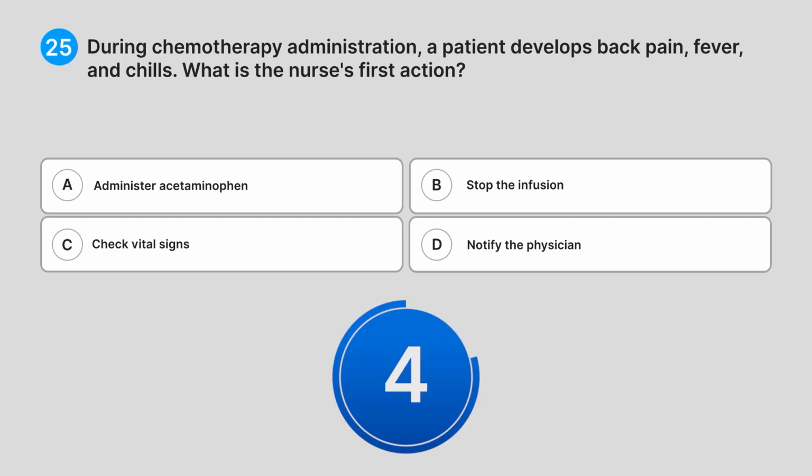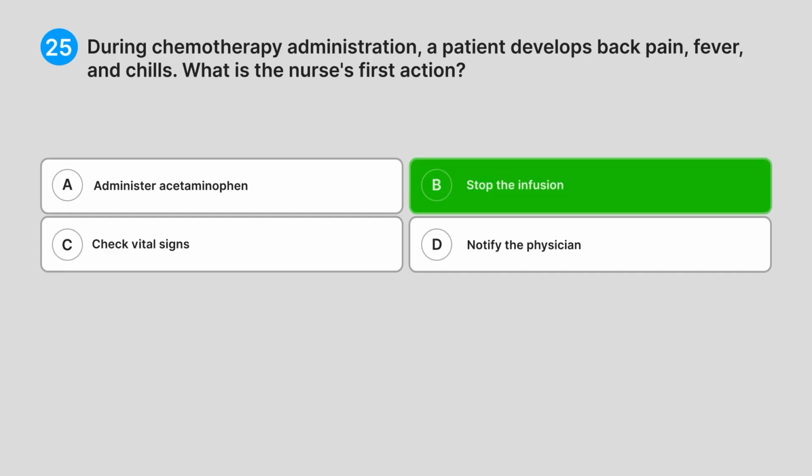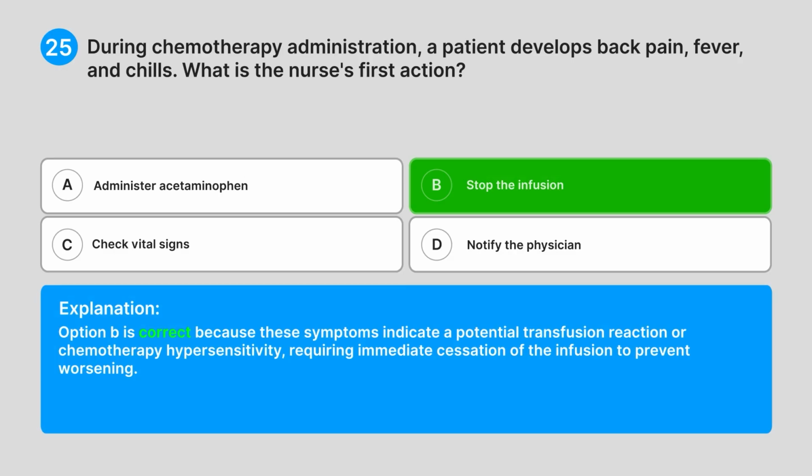Can you guess the answer? Correct answer, B. Stop the infusion. Explanation: option B is correct because these symptoms indicate a potential transfusion reaction or chemotherapy hypersensitivity, requiring immediate cessation of the infusion to prevent worsening.